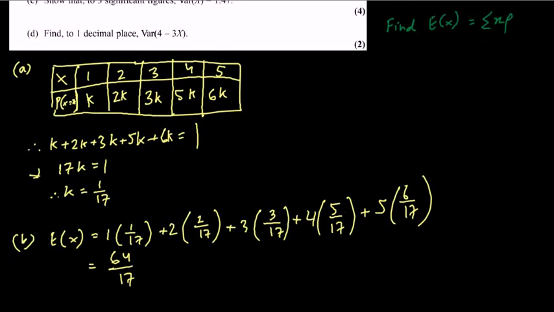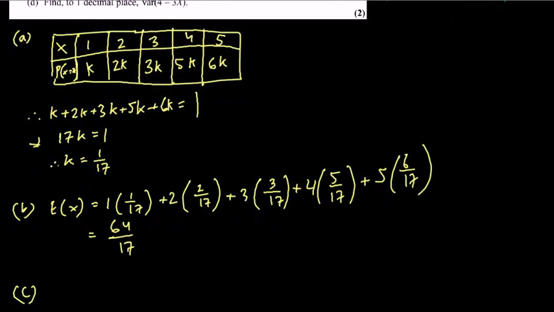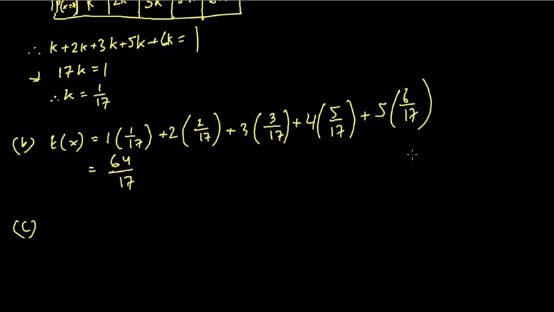So the formula for variance is, let me write it down here. Variance of x equals summation of random variable square into probability minus mean squared. Now this thing has a special name. This thing is called E(X squared).